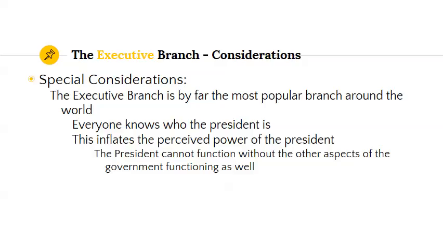Finally, the president cannot function without the other aspects of the government, and the government must be functioning well. If we see gridlock in Washington, or political parties that aren't agreeing with each other, the president can't effectively do their job, Congress can't effectively do their job, and we don't accomplish anything as a government.